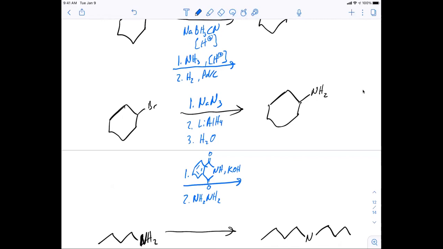So actually 2 main methods here, 4 derivatives. The first one could have had hydrogen and platinum as the second step. The second one could have had hydrolysis, acid and water, followed by sodium hydroxide. Okay, questions about this one? Yes.